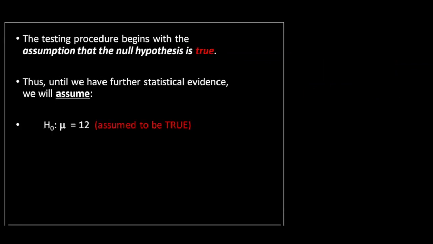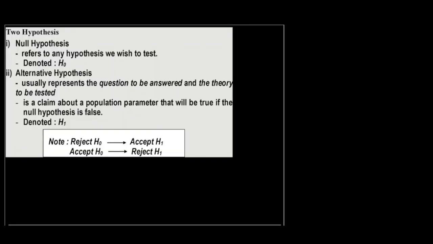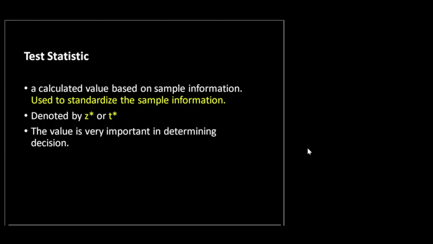The testing procedure begins with the assumption that the null hypothesis is true. So we would always assume that the null hypothesis is true until we have some further evidence that says otherwise. The goal of hypothesis testing is to determine whether there's enough evidence that the alternative hypothesis is true. That means in this case, we are interested in determining whether mu is less than 12. So again, we start with the null hypothesis, which contains the equal sign, and then the alternative hypothesis, and we either reject the null hypothesis, which means we accept the alternative, or we accept the null hypothesis, which means we reject the alternative. Before we move on further, we need to discuss some statistical terms for hypothesis testing.